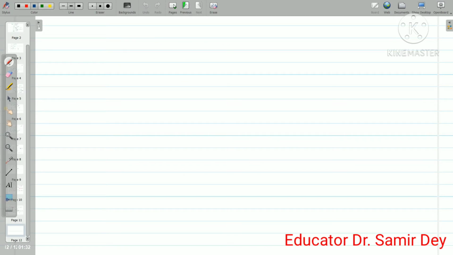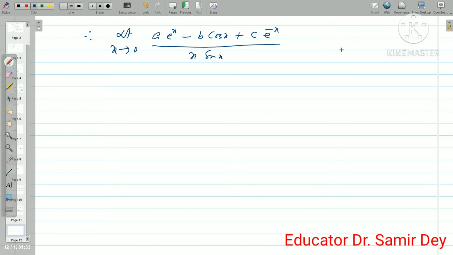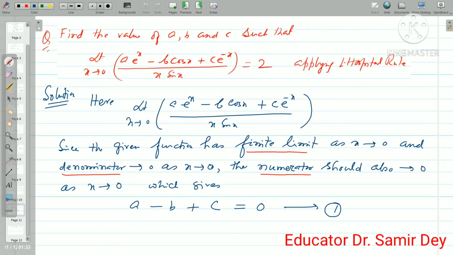Next line you can write, therefore limit x tends to 0, a e to the power x minus b cos x plus c e to the power minus x by x sin x is 0 by 0 form. Clear why it is 0 by 0 form? It is clear because the given information is that the limit value exists, so if the denominator part is 0, the numerator part must be 0, then 0 by 0 form. So that's why you have this condition.